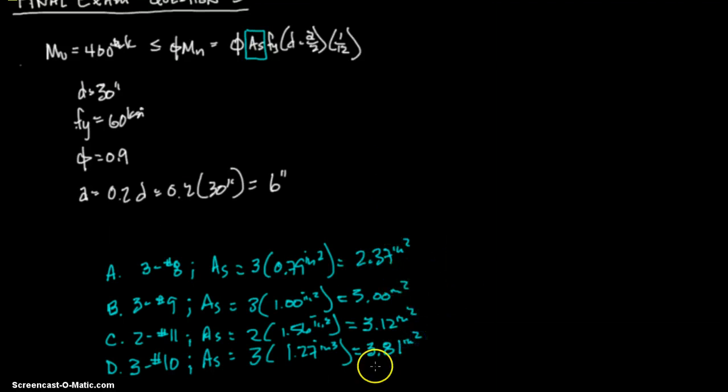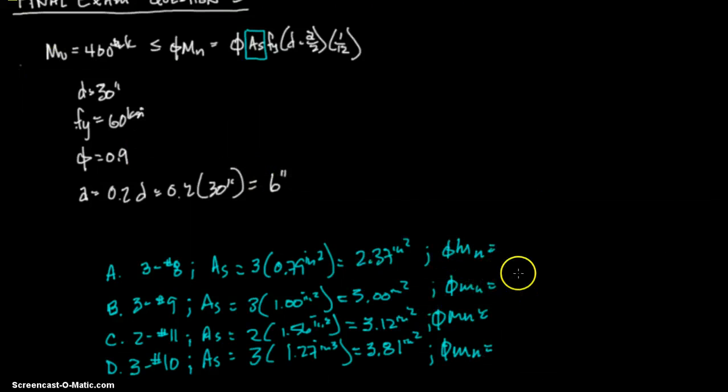Alright, so those are our options. What you could do is set up phi Mn equals, and so on. So you set up a chart. And remember, you could do all this stuff in your head if you wanted to, or you could do it all on your calculator. You wouldn't have to write all this stuff out.